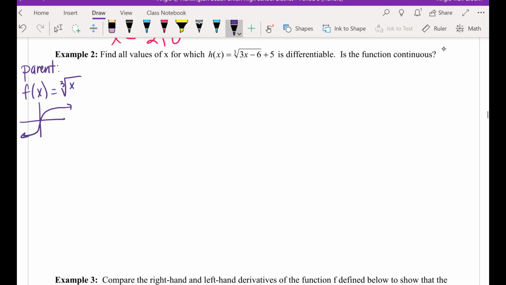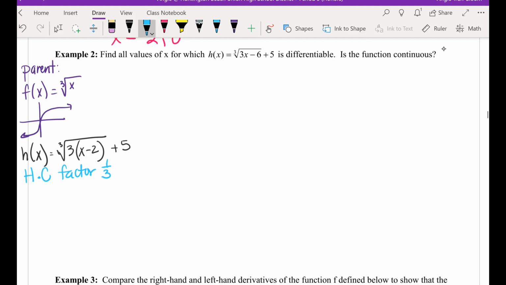Let's review transformations. If I give you h of x equals the third root of 3x minus 6 plus 5, what's the transformation there? What do you factor? You factor out 3. What's left? X minus 2. Good. So 3 inside, what kind of transformation is that? Horizontal compression, by a factor of a third.